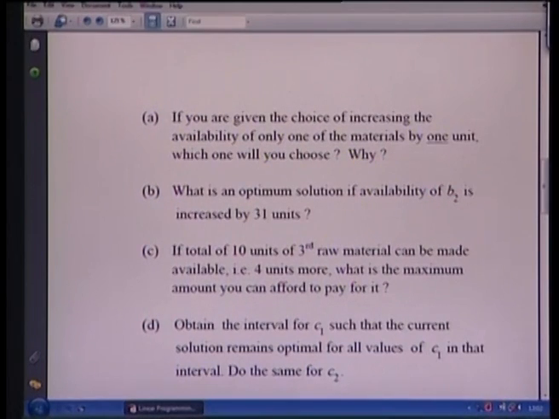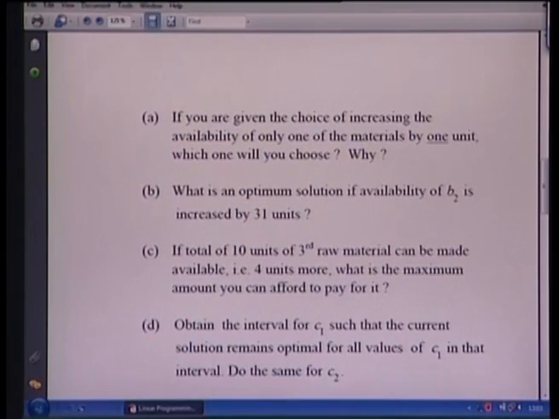For example, in part A, I am asking you, if you know that you can increase the availability of one of the raw materials, then which one will you choose? You know that the manufacturer is trying to maximize his profit, and the dual variables give you the prices of the raw materials. So therefore, you can now figure out how to answer this question. You have a choice of increasing the availability of only one of the materials by 1 unit. Which one will you choose? The rate of increase of the objective function value is given by the dual variables.